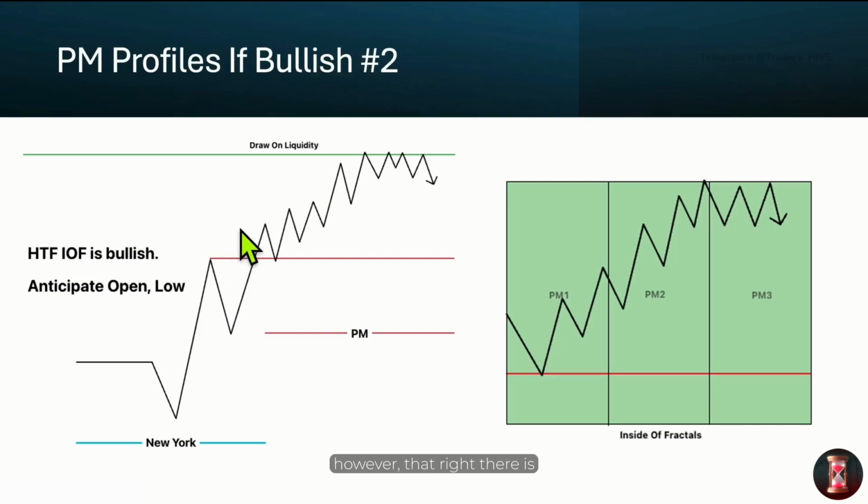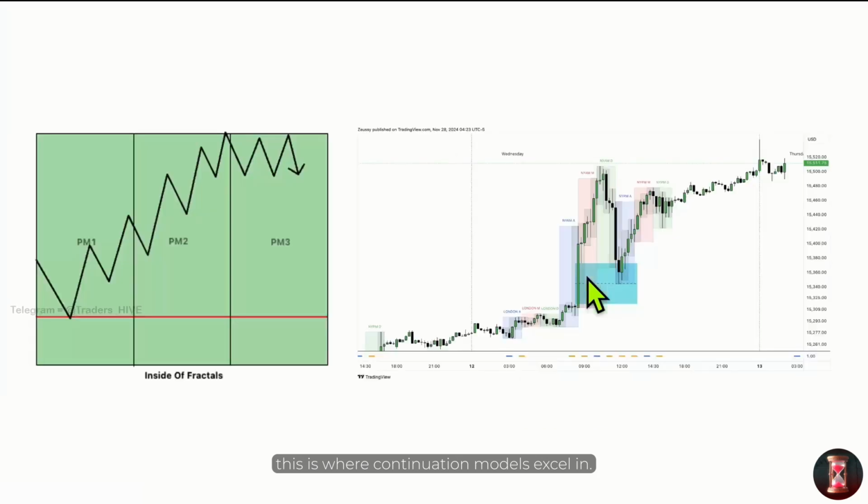However, that right there is something which we need to wait for until PM3. What we can see is that the market just begins to expand, and PM2 just continues that expansion which began during lunch. I am not a fan of this delivery profile because I want to trade based upon purge and reverse. However, if you want to look at continuation models, this is where continuation models excel.